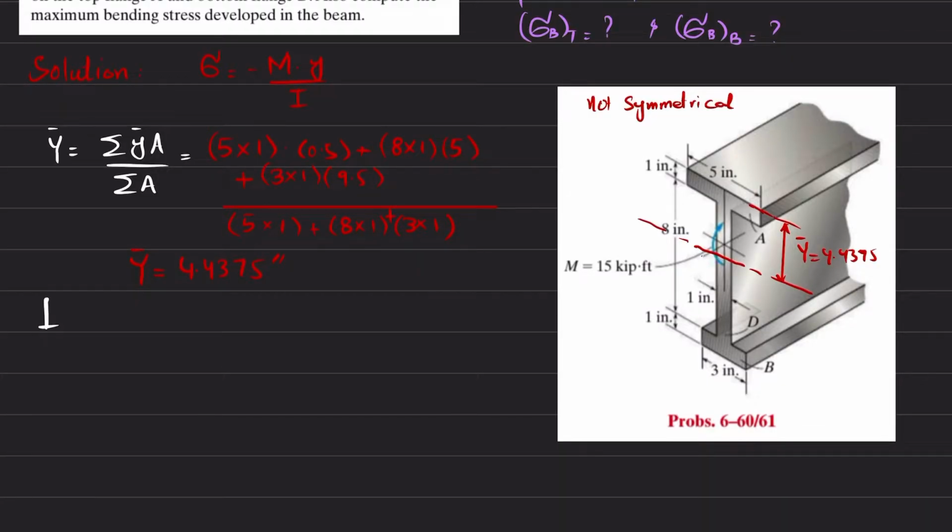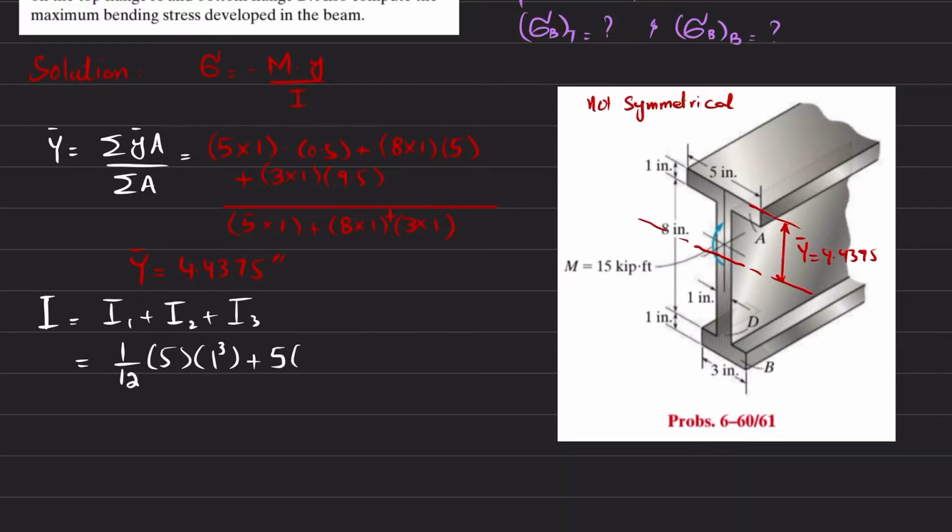The moment of inertia will be equal to I1 plus I2 plus I3. For the first body, its moment of inertia is equal to 1 over 12, 5 into 1 cubed, because you can see that this width is 5 and this height is 1 inch, plus A d squared, where A is the area.